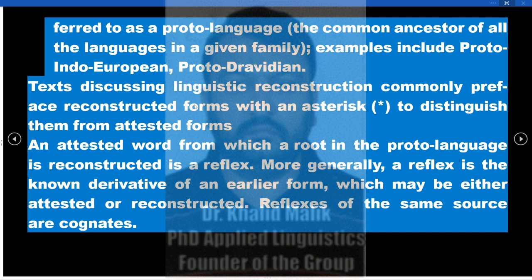Texts discussing linguistic reconstruction commonly preface reconstructed forms with an asterisk to distinguish them from attested forms. An attested word from which a root in the proto-language is reconstructed is a reflex. More generally, a reflex is the known derivative of an earlier form, which may be either attested or reconstructed. Reflexes of the same source are cognates.